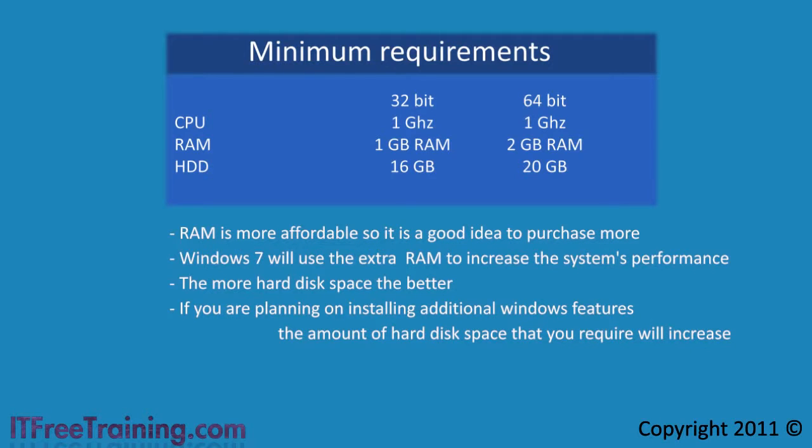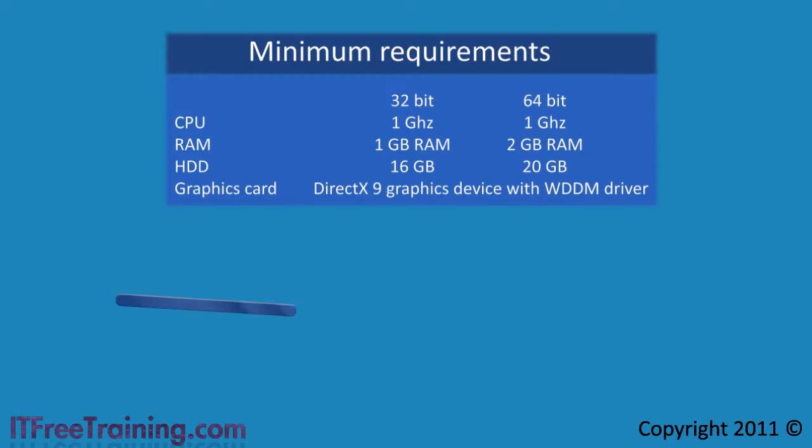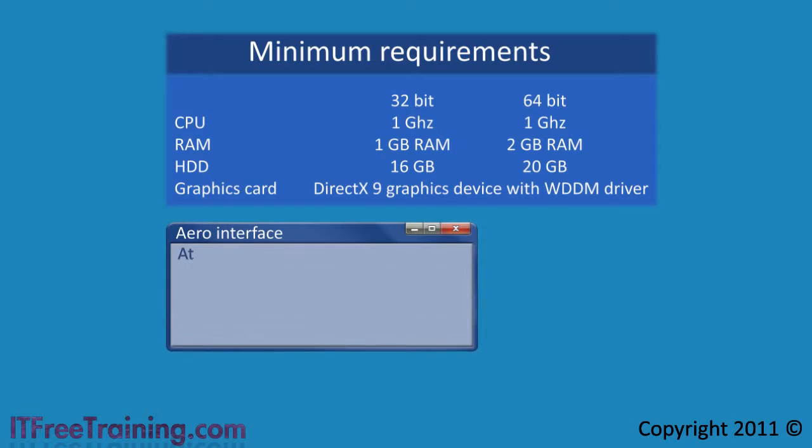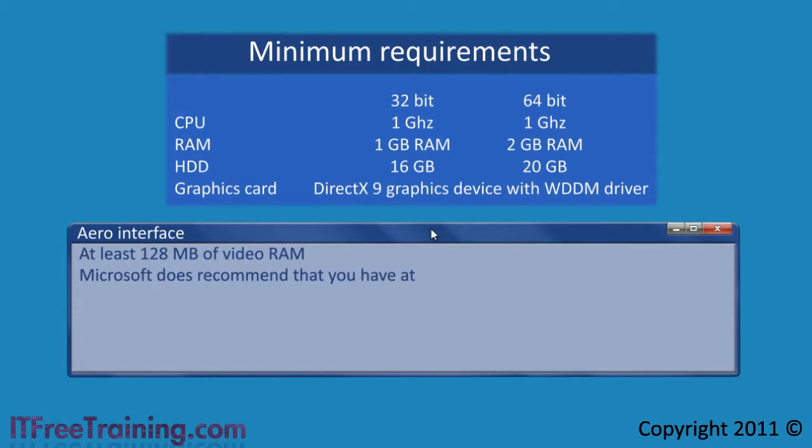Lastly, you will require a graphics card that supports DirectX 9 and comes with a WDDM driver. Nowadays, with DirectX 11 being the latest version and DirectX 9's last release being 9C in 2008, all video cards on the market should support this. To run the Aero interface, the Windows Glass effect, you need at least 128 megabytes of video RAM. Microsoft does, however, recommend that you have at least 256 megabytes of RAM on your video card.